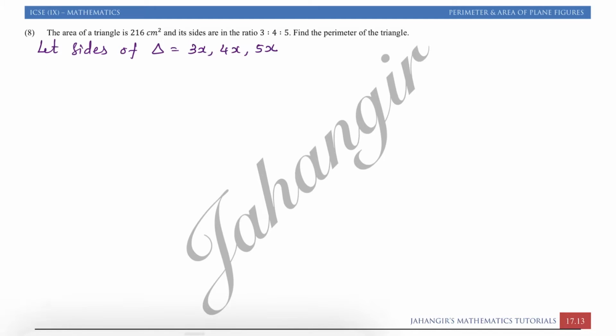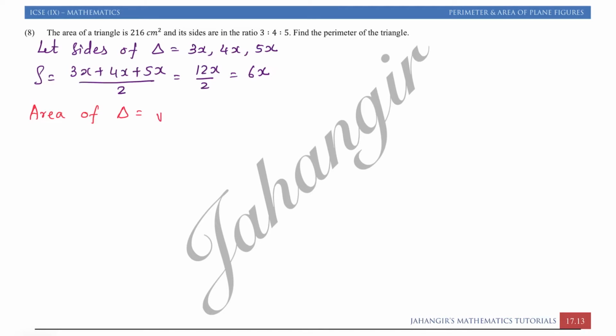To find area we have to first find semi-perimeter. Semi-perimeter is (3x plus 4x plus 5x) divided by 2. 3 plus 4 is 7, 7 plus 5 is 12, so 12x by 2, that is 6x. Area of triangle is, we can take 6x as S, so 6x minus 3x, 6x minus 4x and 6x minus 5x.